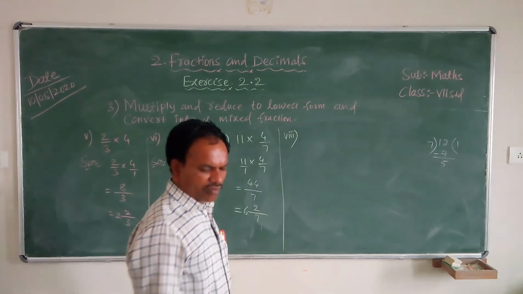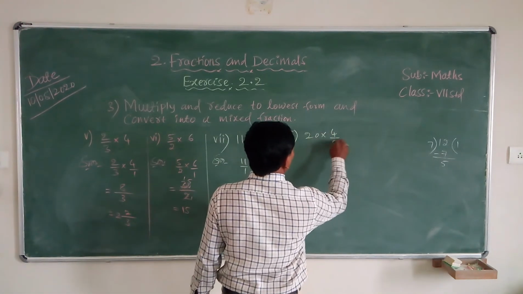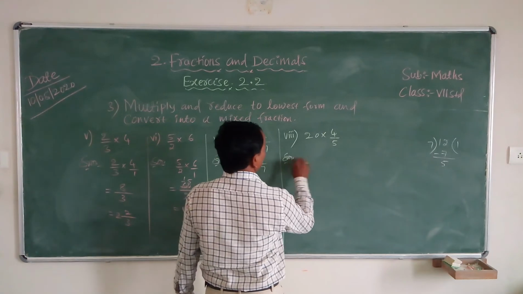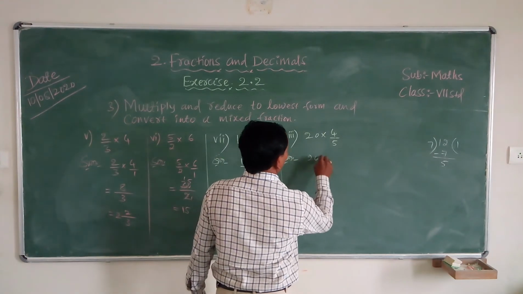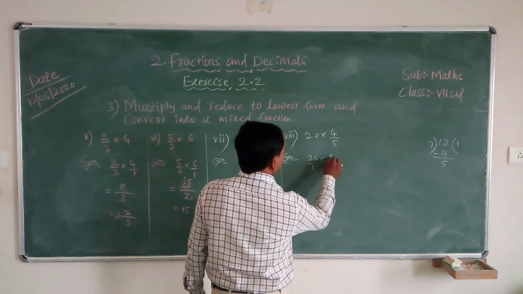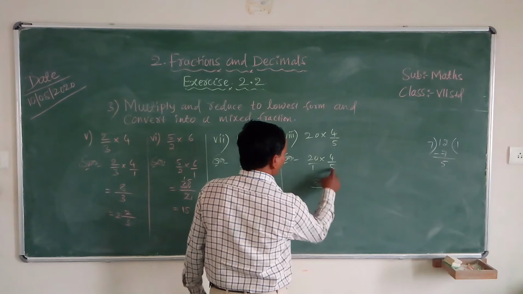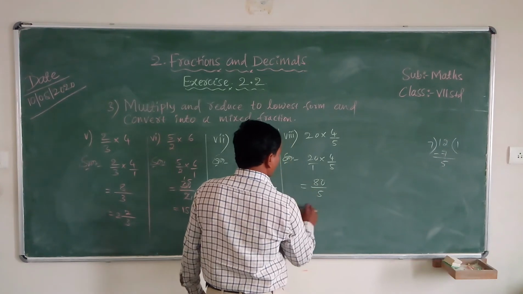20 into 4 by 5. 20 into 4 by 5, Sulochana. 20 into 4 by 5. Whatever the denominator is 1. 2 4s are 8, 0. 1 5 is 5.